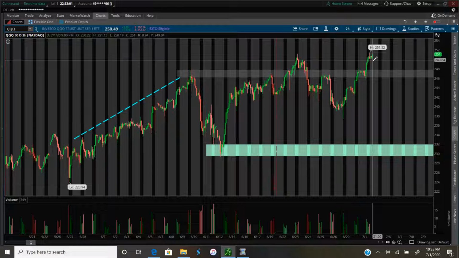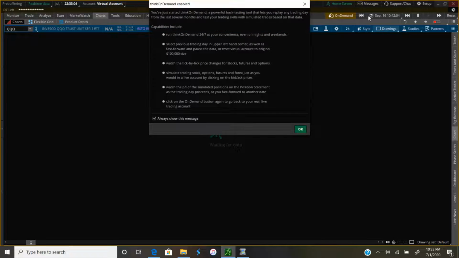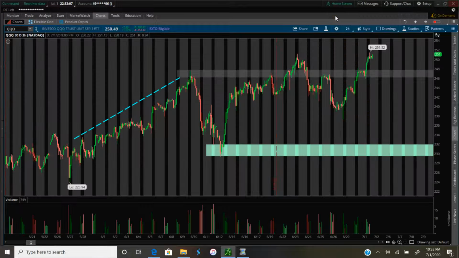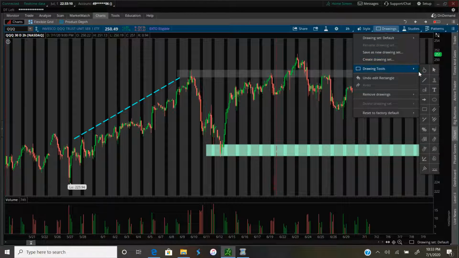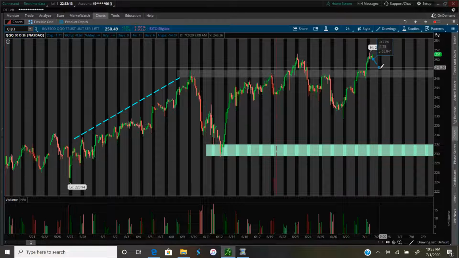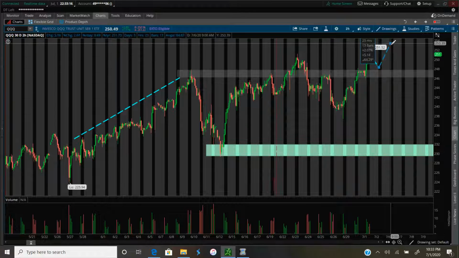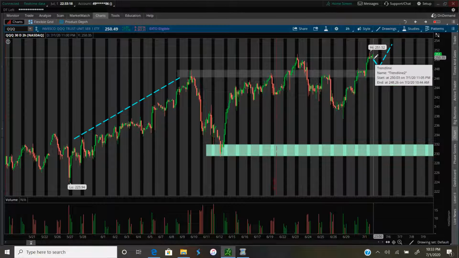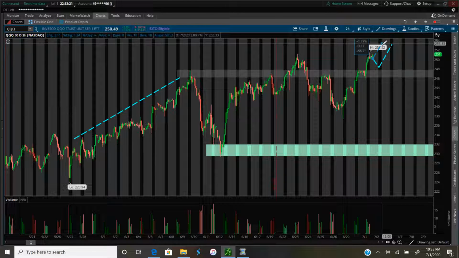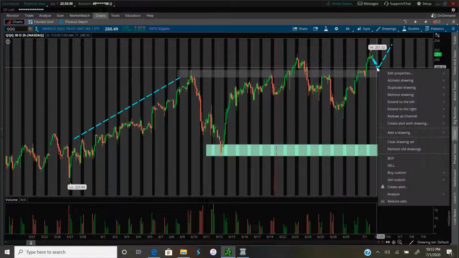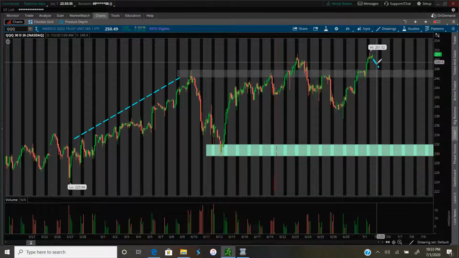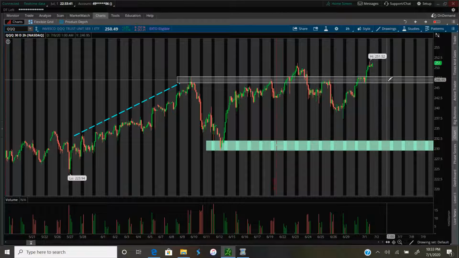If this comes down, if this comes down, we can test that way, or we just come straight down. Let's remove this, remove this, remove this. So that's how you can use this area as support.